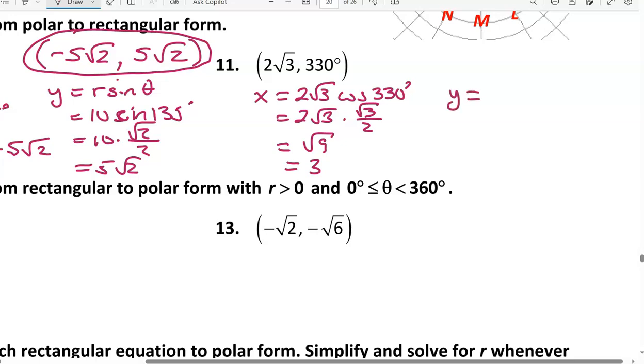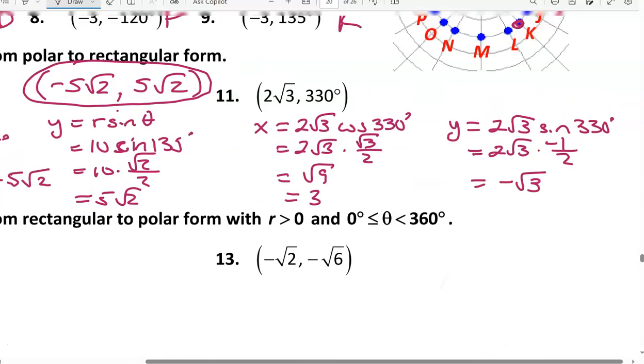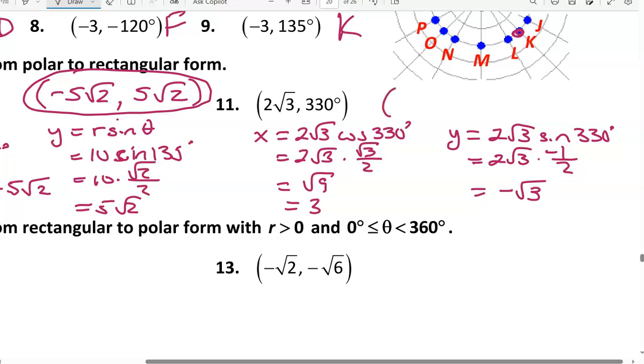And the y value is equal to r times the sine of 330 degrees, or r times the sine of theta. And the sine of 330 degrees is negative a half. So that gives us a y value of negative root 3. So in x comma y form, this is 3 comma negative root 3.